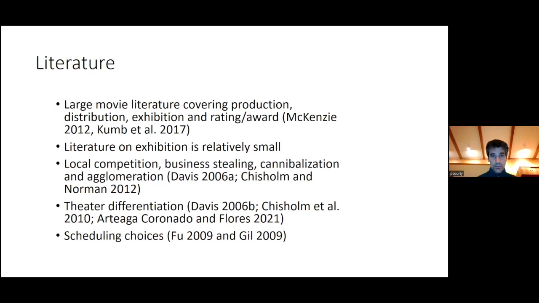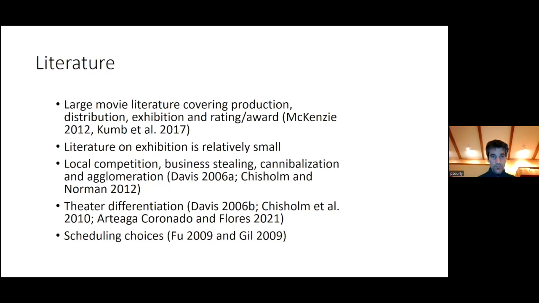Davis has looked at local competition and business stealing. The idea is, in a local market, when a new theater opens, to what extent is there market expansion and to what extent is there business stealing. People have also looked a little bit at agglomeration, looking at the location of theaters. And some people have looked at different theater attributes like sound system and some other attributes about the seats. Some seats are more comfortable and things like that.